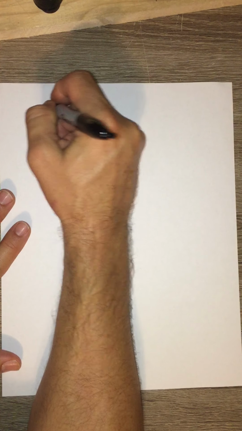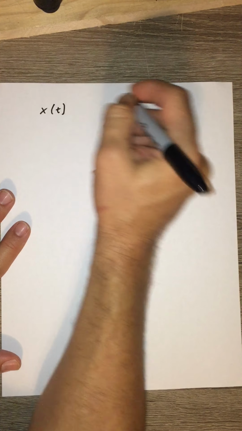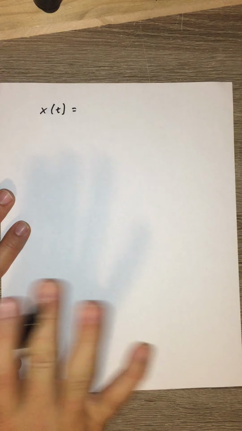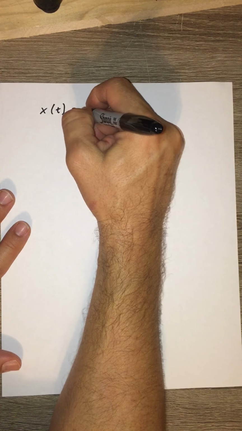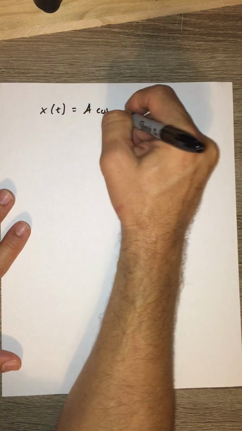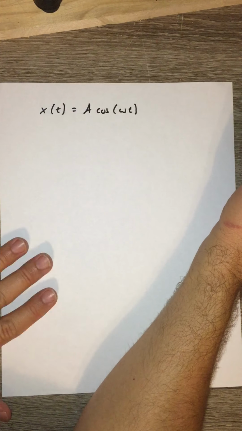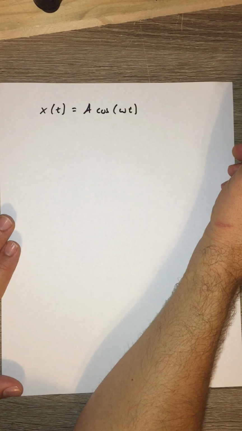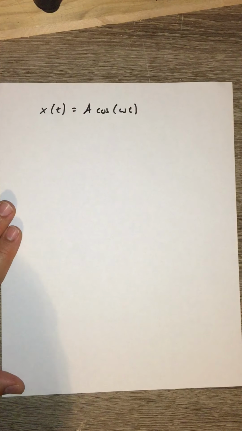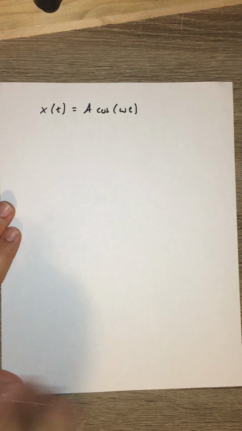What I'm going to do now is rewrite that in its simpler form, right? We're going to assume that phi is 0. Of course, it doesn't have to be, but we're going to assume it is for the sake of simplicity and just write our simplified form: x of t is equal to A cosine omega t. Okay, so we now know the position as a function of time.